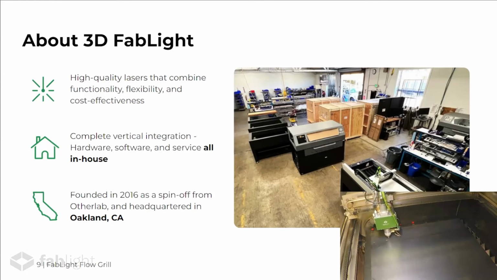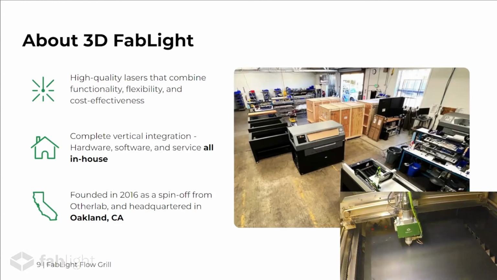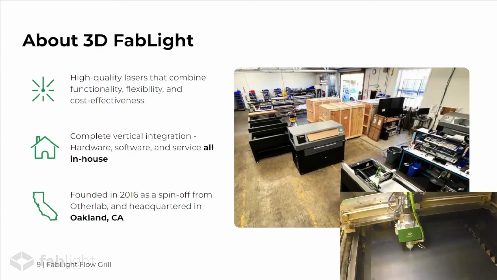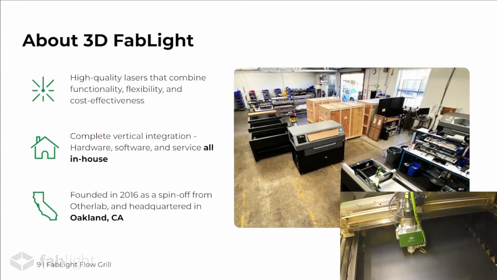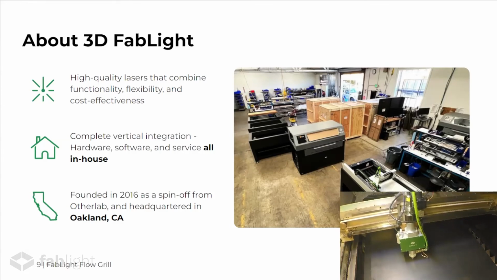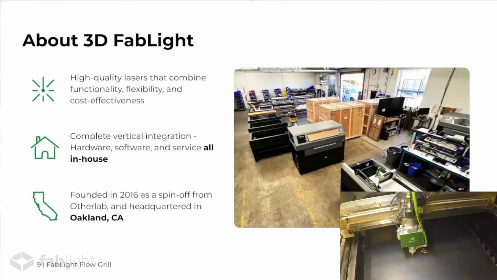But about FabLight, we make high quality lasers that really combine functionality, flexibility, and cost effectiveness all in one package. Historically, this is a manufacturing technique that has been limited to large production facilities or high-end labs that have huge budgets for sheet-only machines. Here, we've got sheet and shoot cutting functionality packed into 21 square feet. Second, we've got complete vertical integration here. We're doing hardware, software, and service all here in-house.